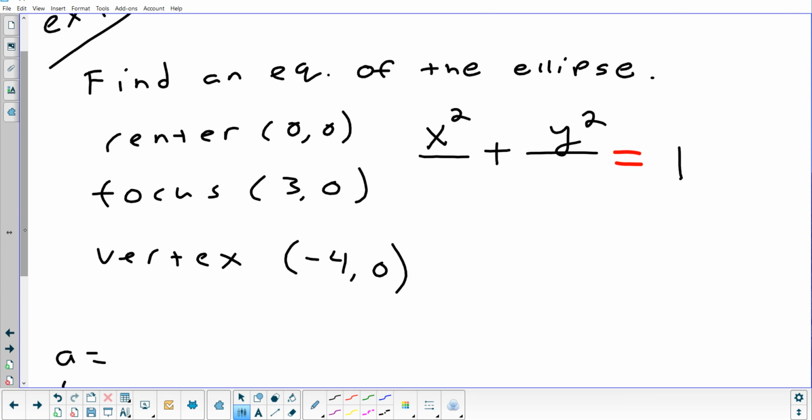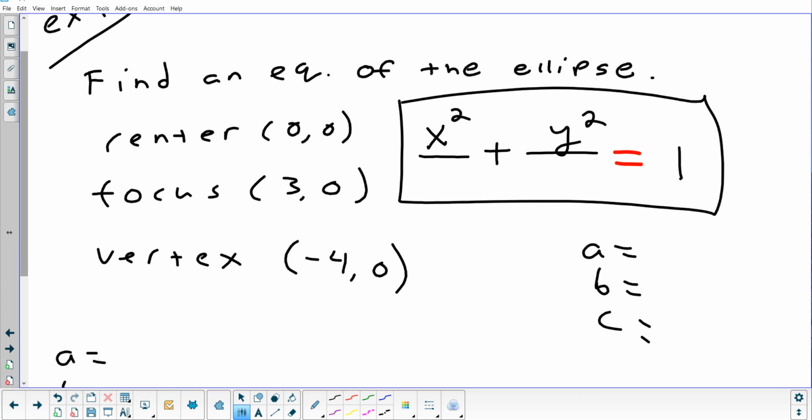Well, first thing we want to do is figure out a and b, and probably c. So let's write those three things down. Our final answer when we're done will be in that box. Can someone remind me again, what is a? It's the distance from center to the vertex. What's the distance between these two, center and vertex? Yep, 4. Okay, so we've got A.